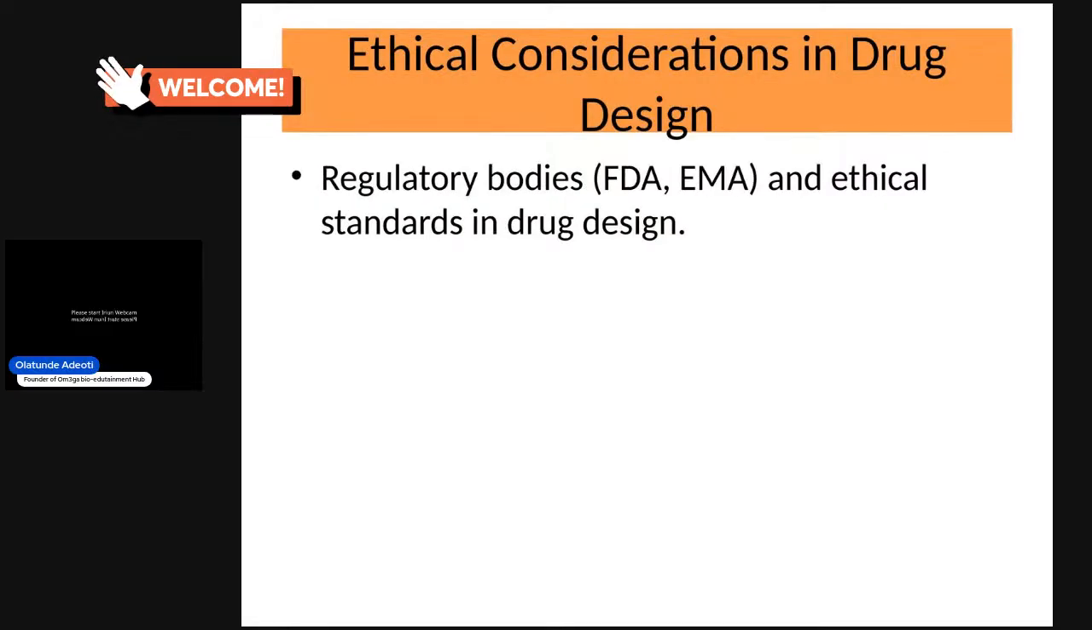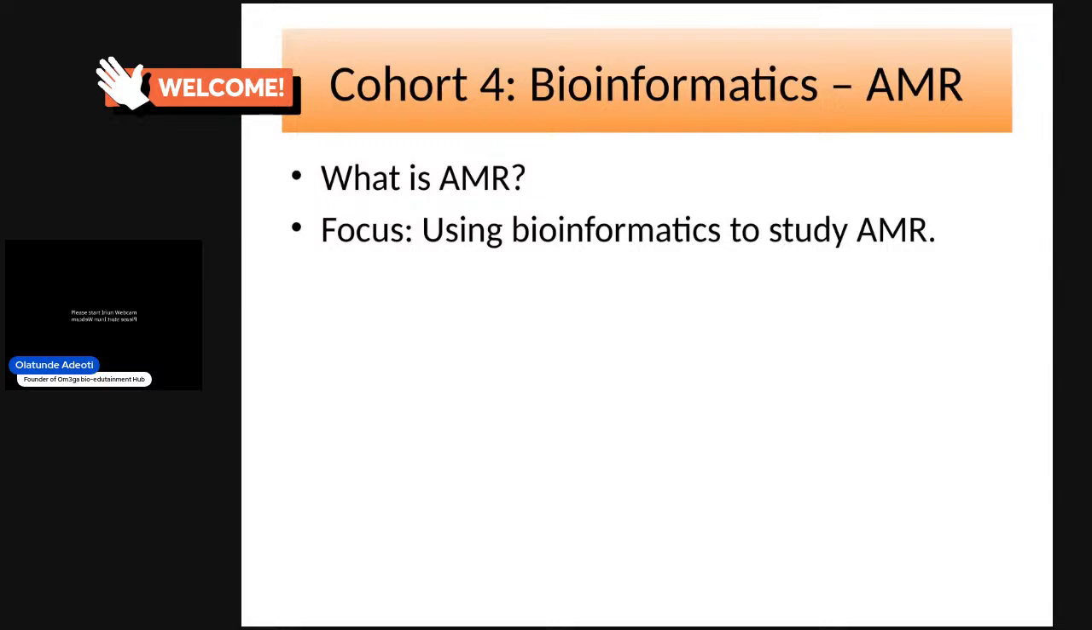So ethical consideration in drug design, that is regulatory bodies and ethical standards in drug design, that is the federal drug agency and so on. So we don't need all the food and drug. So cohort group 4, that is bioinformatics, and what that is called, the AMR group. So what do we understand by AMR group? The full meaning of AMR is antimicrobial resistance.